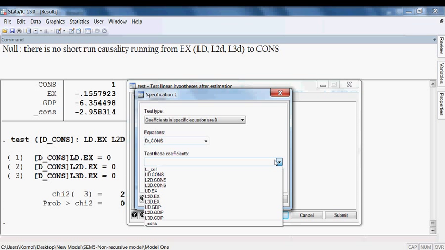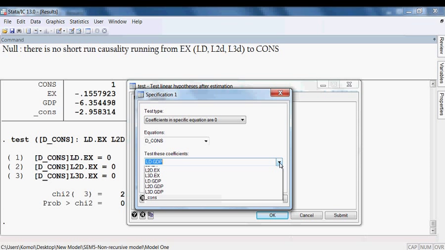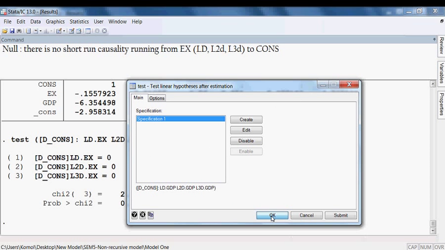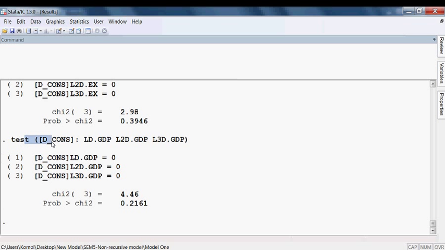And here we take all the GDP data. This is the lag 1 GDP, this is lag 2 GDP, and this is lag 3 GDP, right? And what is the null hypothesis? All these three variables are 0 jointly. That is the null hypothesis. Actually, we have set it here. Okay, then I press OK. Okay, here you can see.